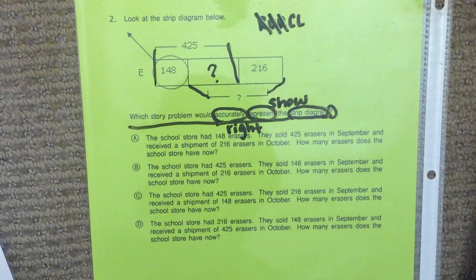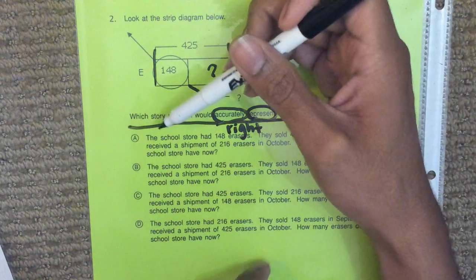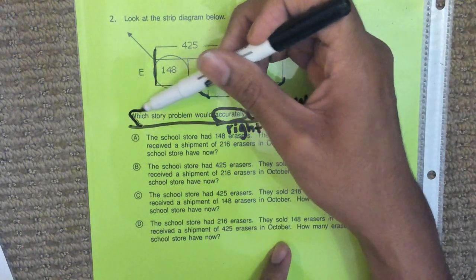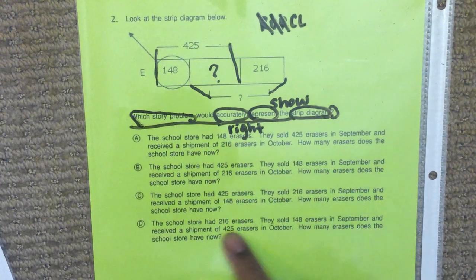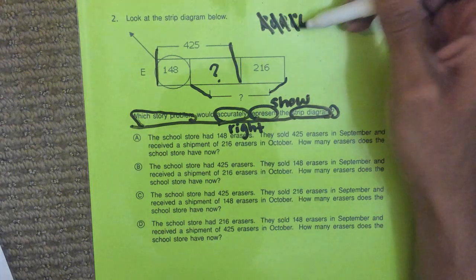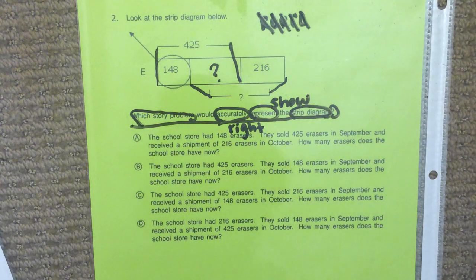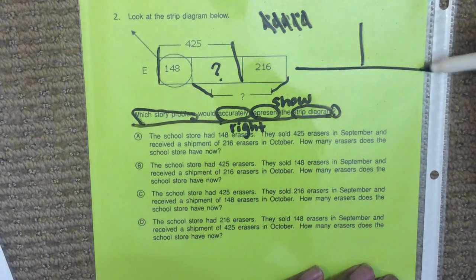Now let's keep circling our clues. So we already circled a lot of clues down here. Now I just need to circle the beginning part. It says, which story problem? So it's asking which of these story problems is going to match our strip diagram. Let's cross off the C and the L because we already labeled. And what time is it? It's 3-step time. So let's go ahead and draw our 3-step process off to the side.